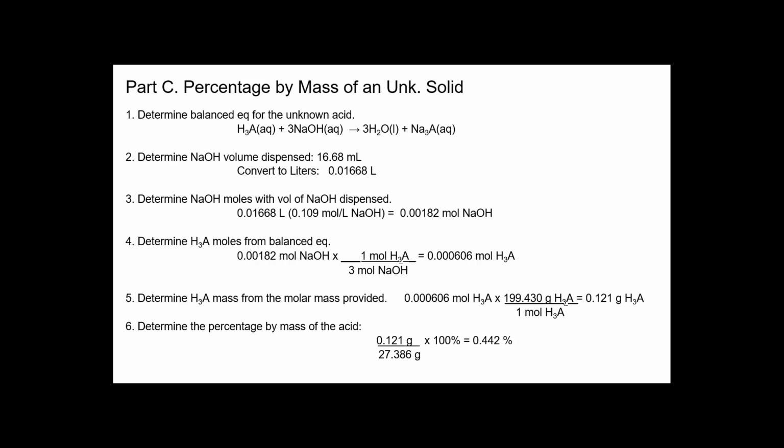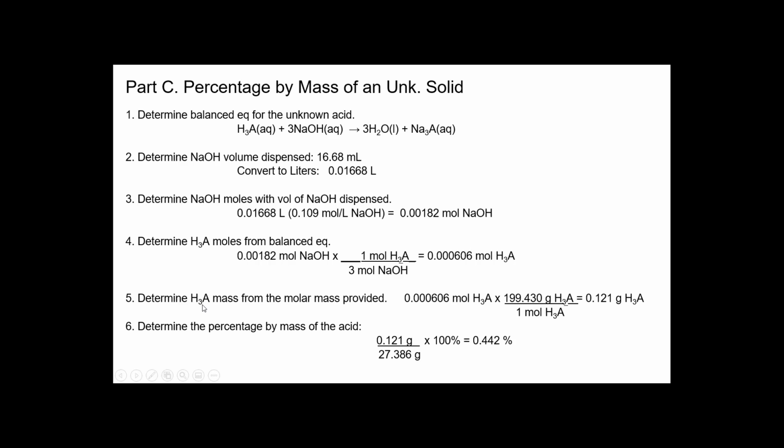Very simple up until we get to part 5, number 5. Balanced equation, I have it here. I have my volume that's been dispensed. I change it to liters. I'm going to determine my moles of sodium hydroxide. Figure that out here from my molarity from part A, my average. And then I'm now going to determine my moles, which same thing, 3 moles here since I had a triprotic acid again. I determine my moles of acid.